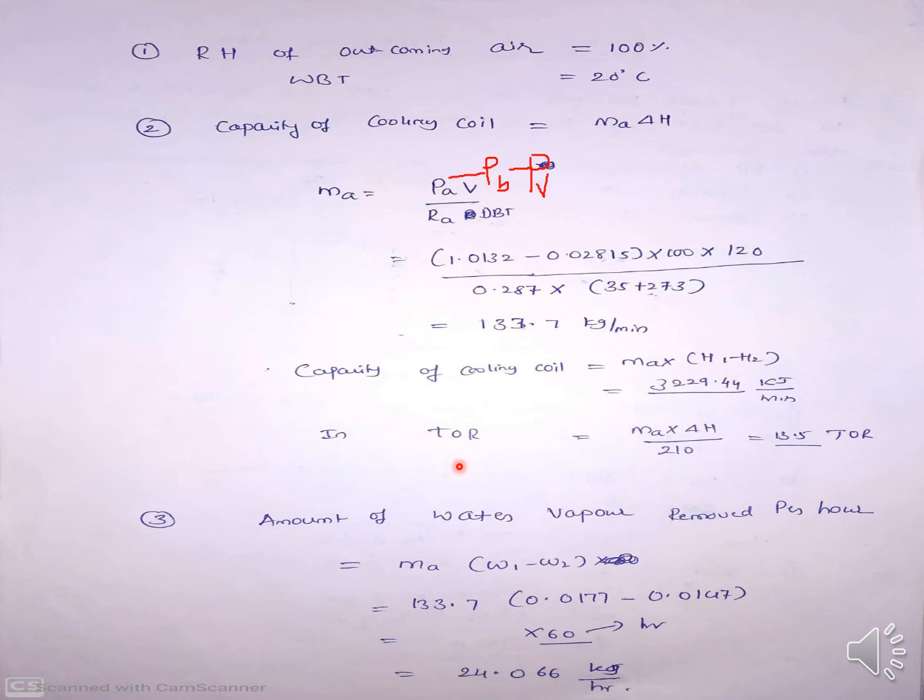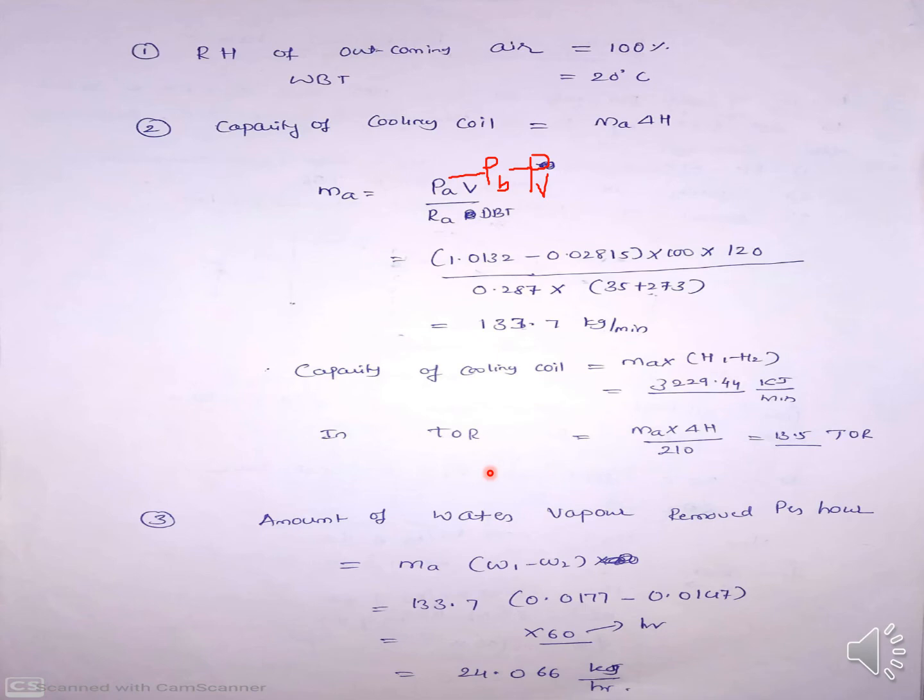So in terms of tons of refrigeration, what you should write? He is asking in terms of TOR. TOR means tons of refrigeration. So 1 ton of refrigeration is equal to 210 kilojoules per minute. But we have here 3229.44 kilojoules per minute. So just divide by 210, you will get 13.5 TOR. TOR again I am going to explain in the refrigeration. Already we have studied in EME, Elements of Mechanical Engineering, refrigeration, this one.